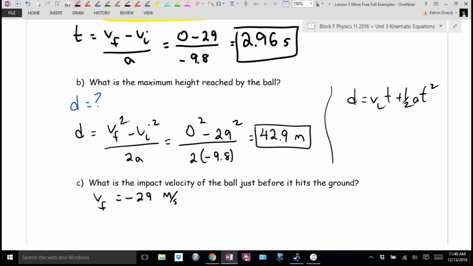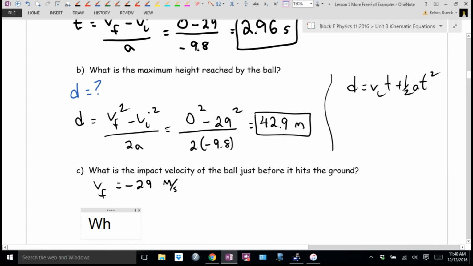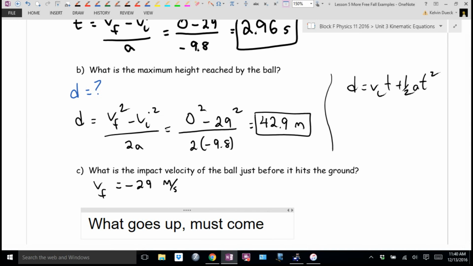If we launch something up and it comes back down to the same height, it'll come back down at exactly the same velocity, same speed, different sign as it came up. You want a dumb way to remember that? You can write this down. If you're starting and ending on the same height, your initial and final velocities will be the same but opposite, same magnitude. If you leave the ground at 48 meters per second, you're going to hit the ground at 48 meters per second.